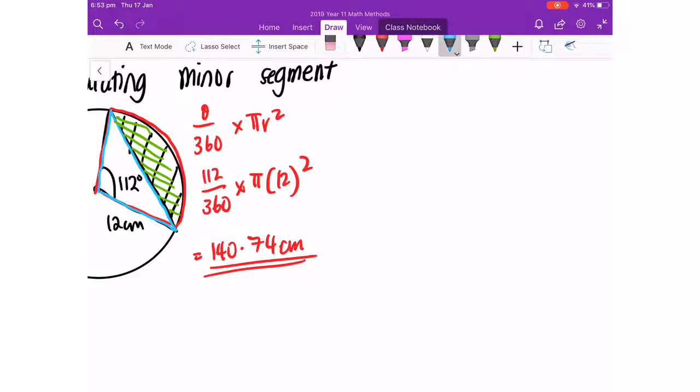I'm going to have to find the area of a triangle. The area of a triangle is half ab sine C, but we were told that it's also the same as radius squared, so this side and this side are both r. That's our a and b, and our included angle is 112. Okay, so let's put it in. Half times 12 squared times sine 112. I'm going to find that now.